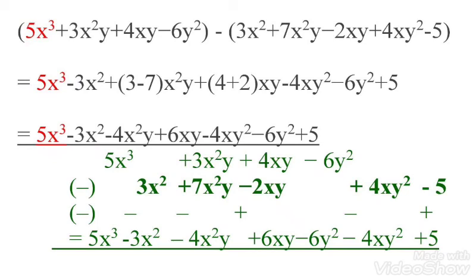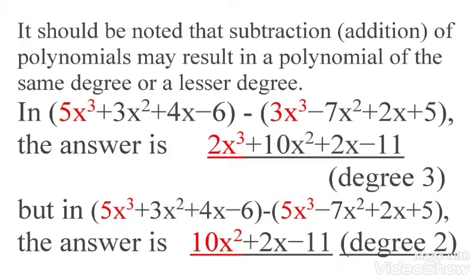It should be noted that subtraction or addition of polynomials may result in a polynomial of the same degree or a lesser degree, as in 5x cube plus 3x square plus 4x minus 6 minus 3x cube minus 7x square plus 2x plus 5, the result is 2x cube plus 10x square plus 2x minus 11. Here both the expressions of the question have degree 3 and the answer is also of degree 3.